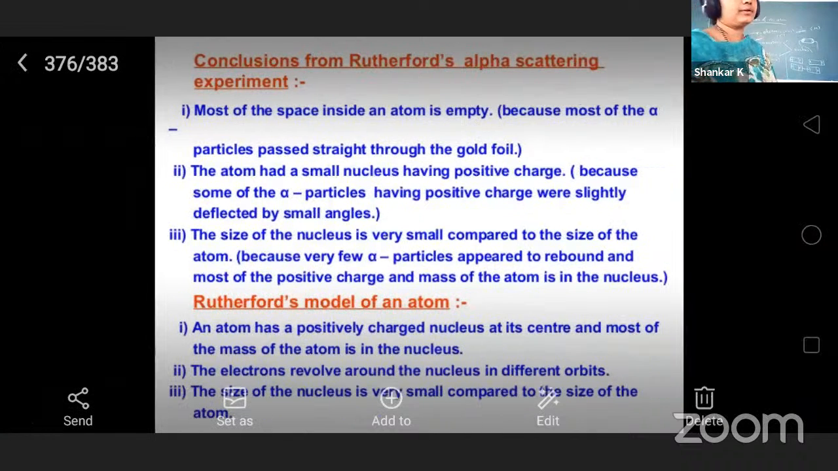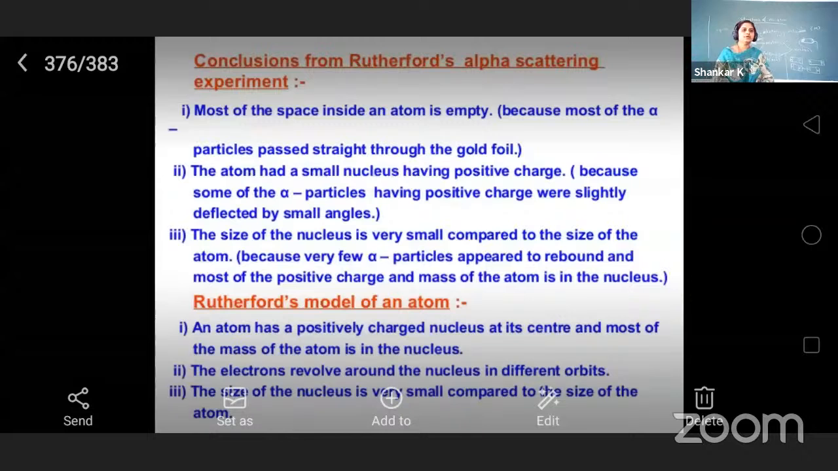So what is the conclusion from Rutherford's alpha scattering experiment? Most of the space inside an atom is empty, students, because most of the alpha particles pass straight through the gold foil. So whenever the space is empty, the light passes straight. Right, students?